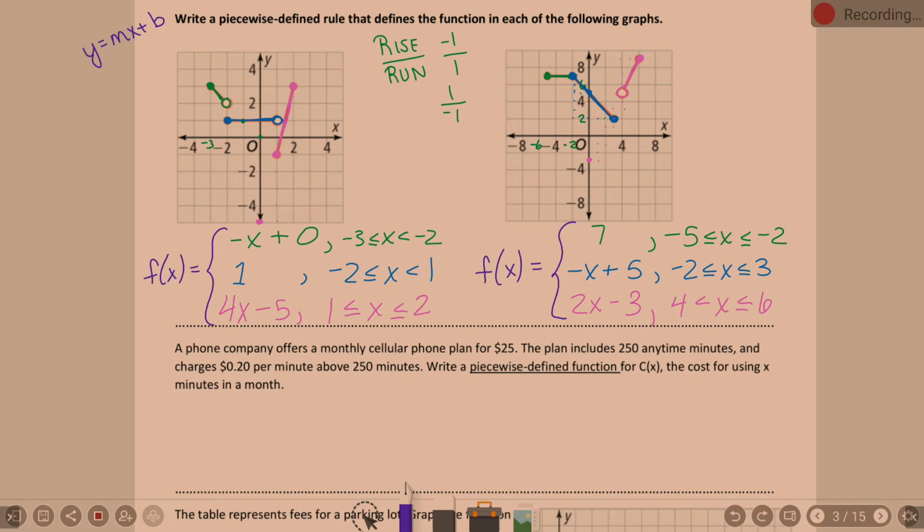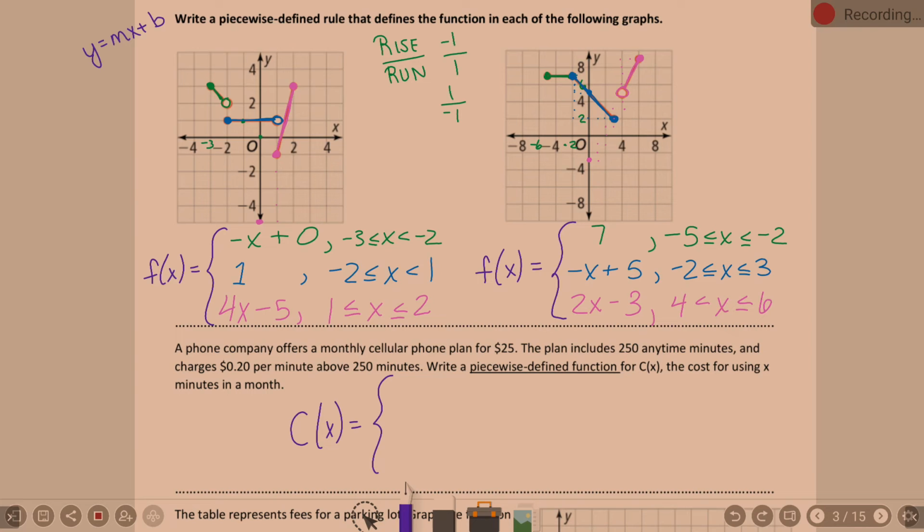Okay, so write a piecewise defined function for C of x. Instead of f of x out front, I'm going to say C of x equals, and I'm going to have my little squiggly brace there. We need pieces here. What's something you know that's happening? What do we know at the start of this phone plan? You get 250 minutes.